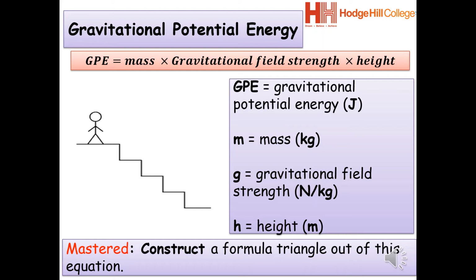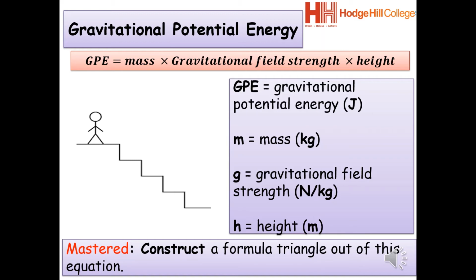Now, when I tell you to, I would like you to pause the video and to draw a triangle and to put that equation into the triangle. Now, we've done this before. However, you'll notice here what we have is GPE equals something times something times something, whereas normally we just have something equals something times something. So the bottom of your triangle is going to need 3 sections as opposed to just 2 sections.